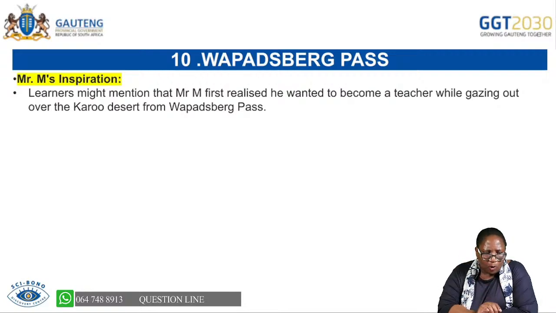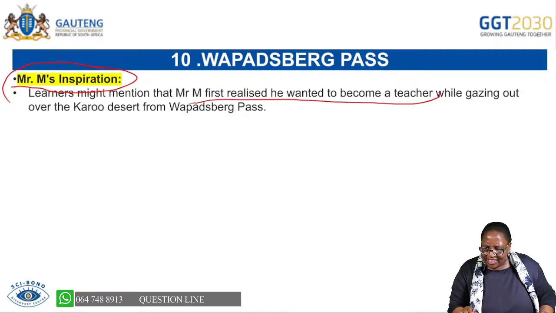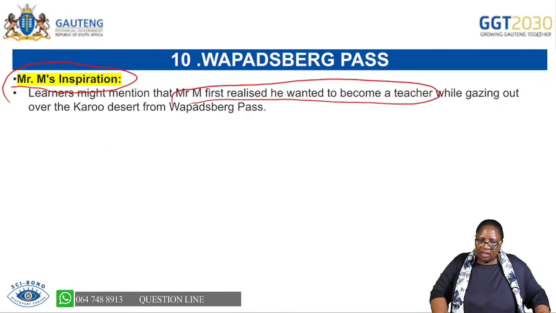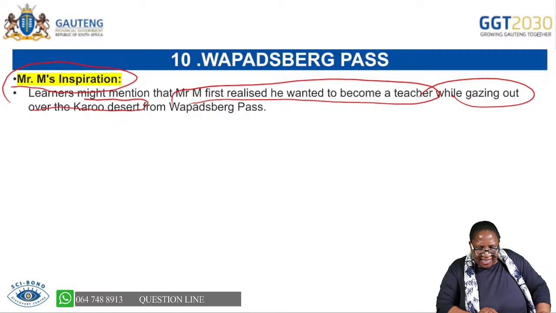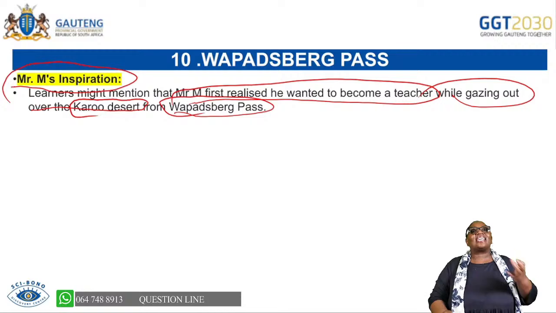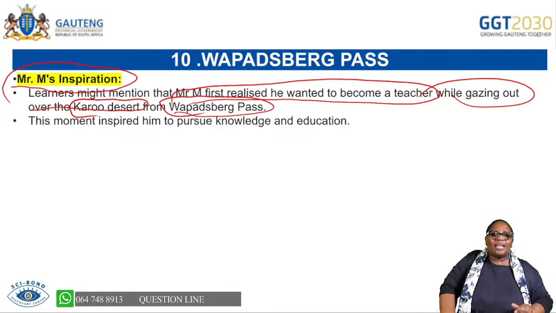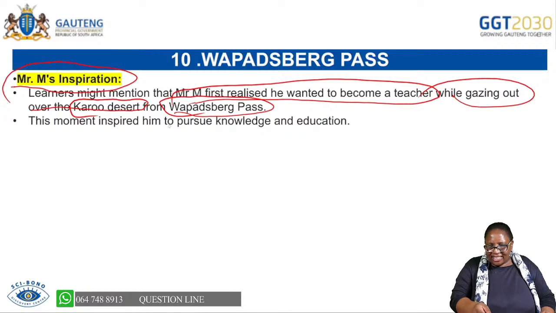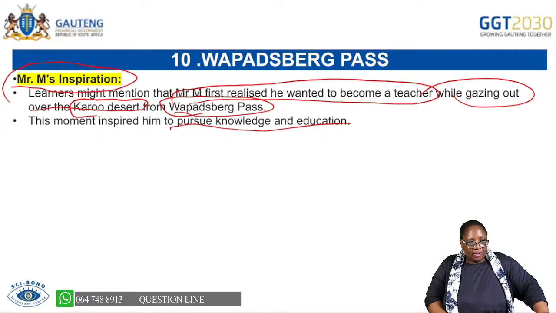Of course, Tebogo. It is Mr. M's inspiration. He says, when I first wanted to become a teacher, it was while he was gazing out of what? Over the Karoo Desert from Wapadsberg Pass. So it has a significant bearing on Mr. M. This moment inspired him to pursue knowledge and education, and he decided he wants to be a teacher.